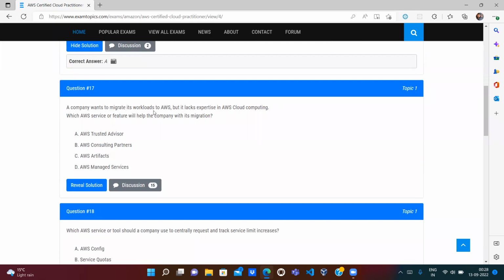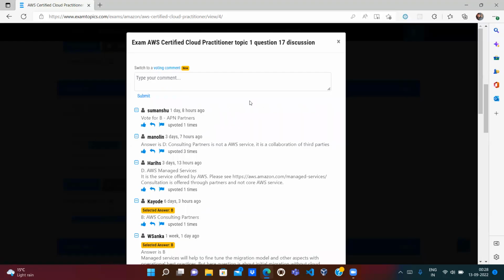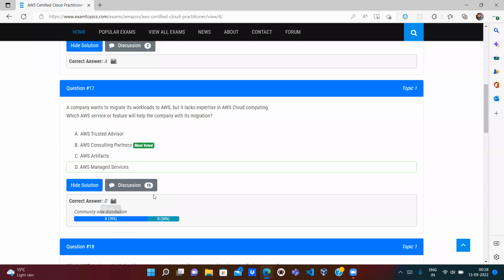A company wants to migrate its workload to AWS, but it lacks expertise in AWS cloud computing. Which AWS service or feature will help the company with this migration? If you want to migrate to AWS but lack some expertise and need some consultation, some advice, you can go with the APN partners, the AWS Partner Network, which has the AWS consulting partner. Trusted Advisor is one of the services. Managed service is nothing. Artifact is just to store some documents. So the option is consulting partner only. So B is correct, but they said D, so D is wrong, but B is correct.